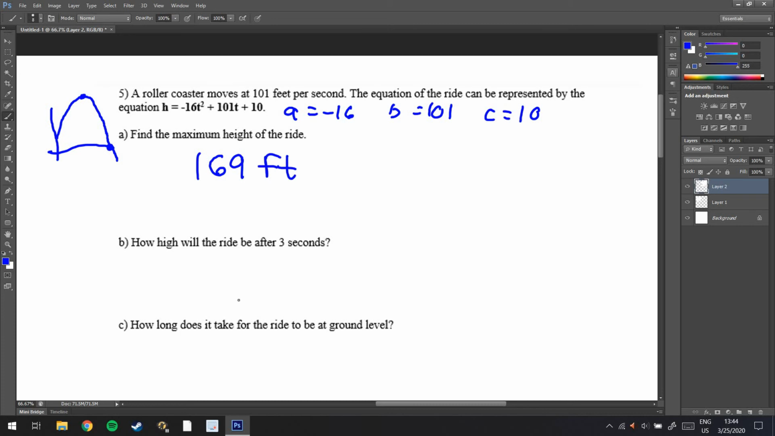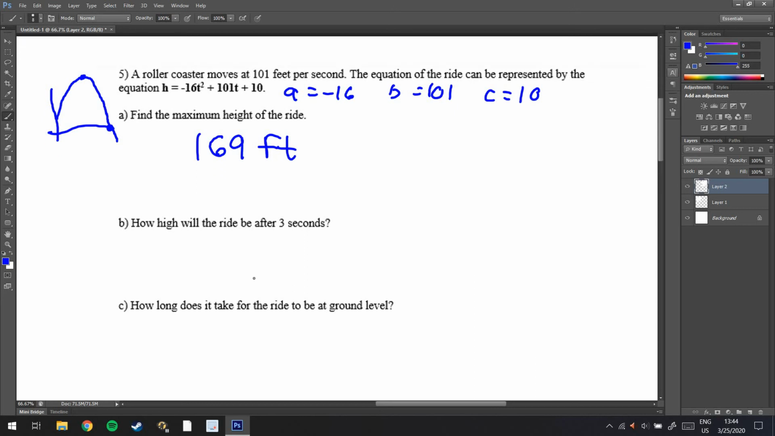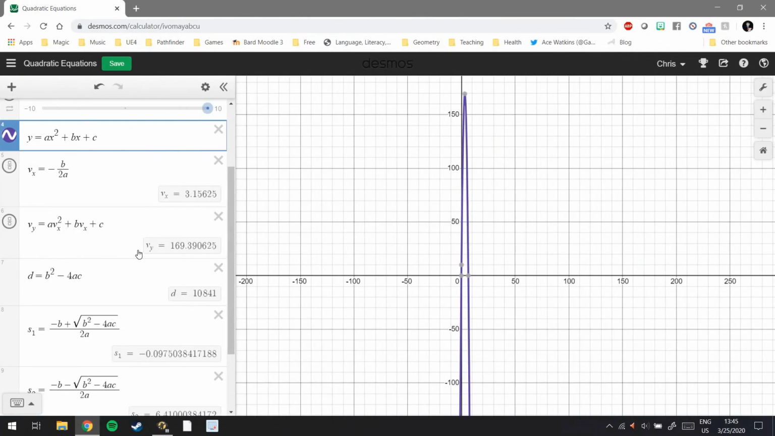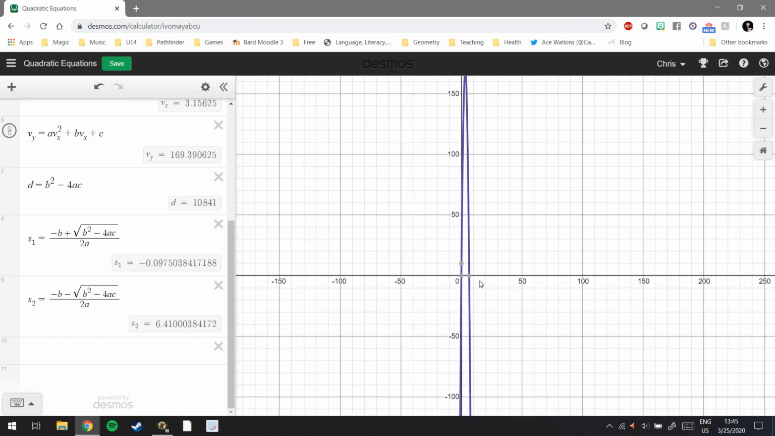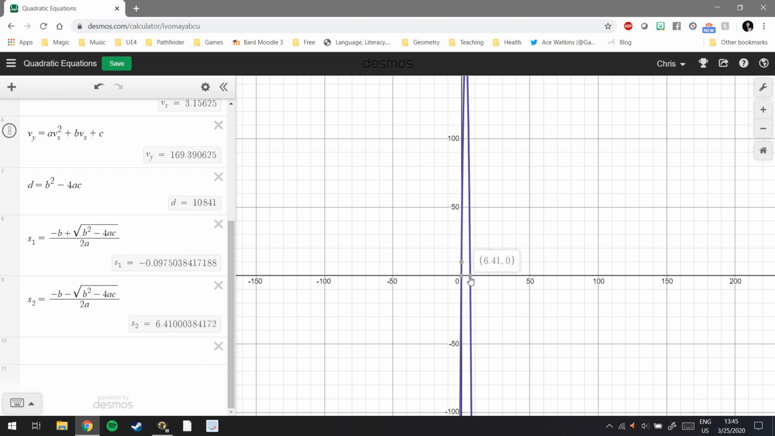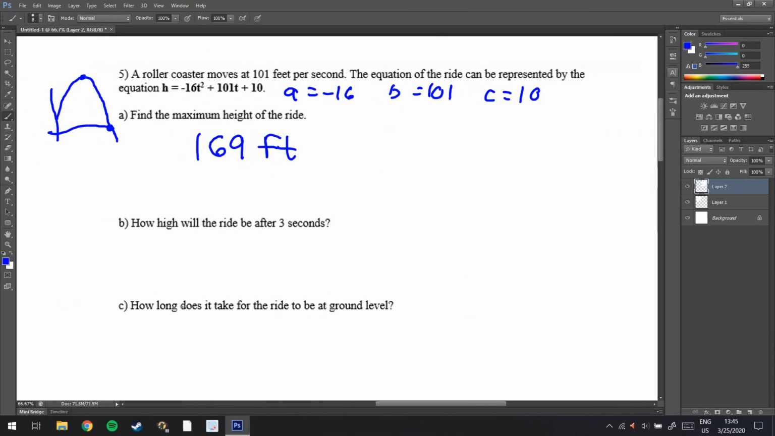I'm going to skip B for a moment. I'm going to go to the other easy part, which is C, how long it takes to hit the ground. As I was saying, we only care about positive solutions. So look, solution 1 is negative, so that's no good. Solution 2 is positive, 6.4 seconds. If I click the graph and I look at the solution at 0, x is 6.41.